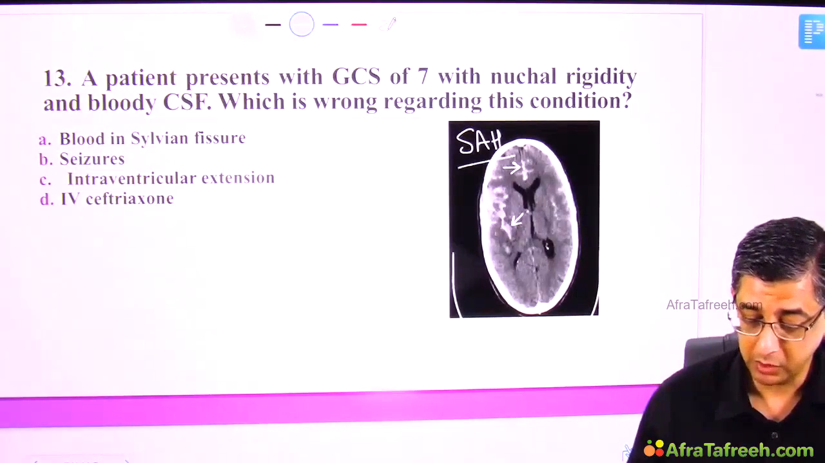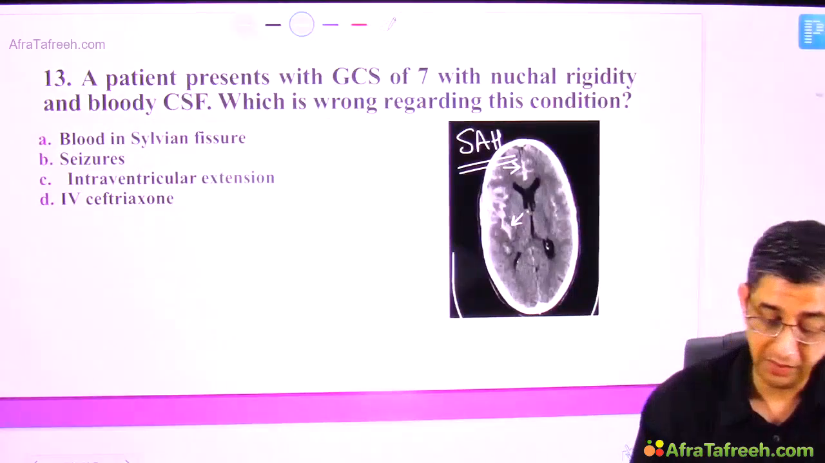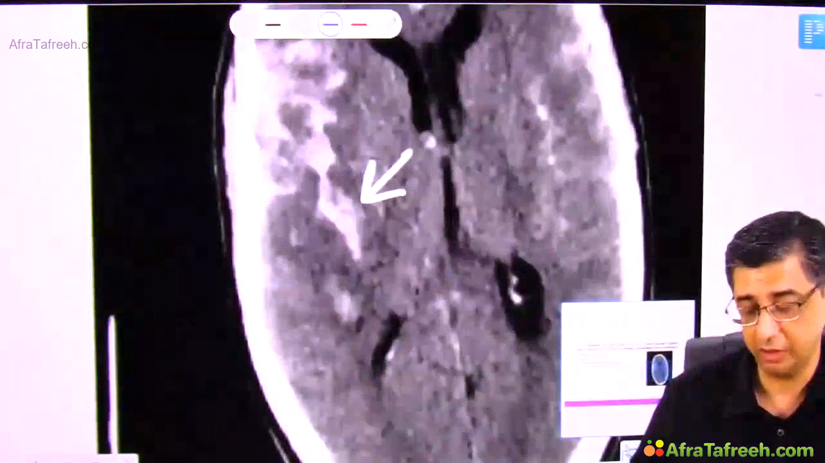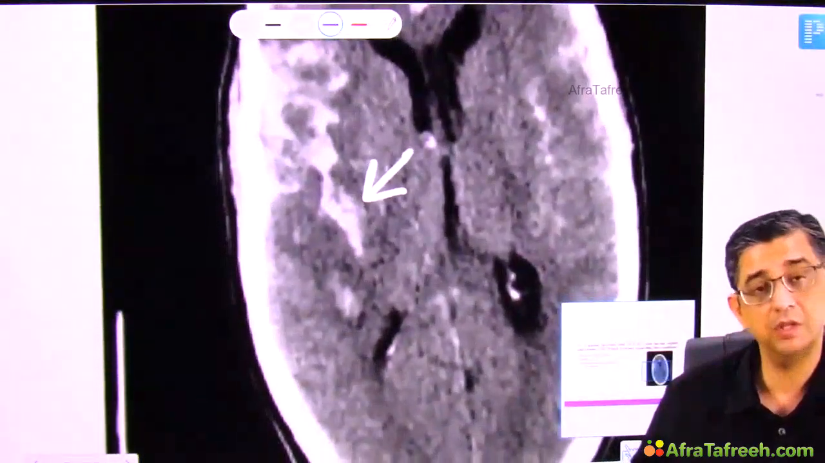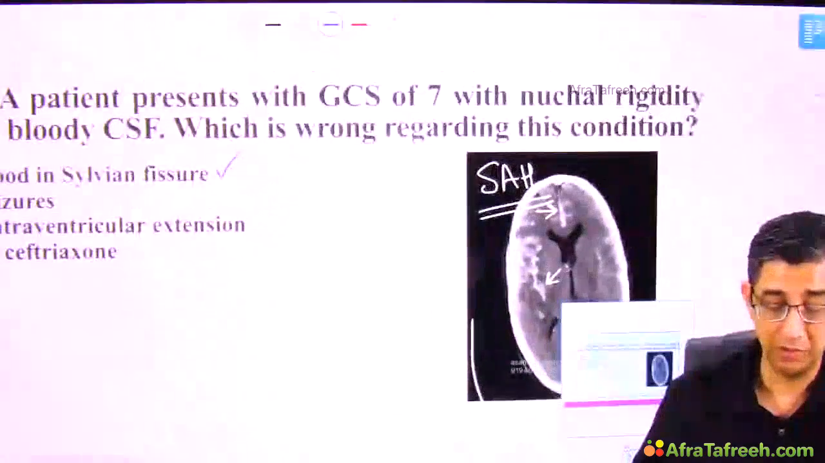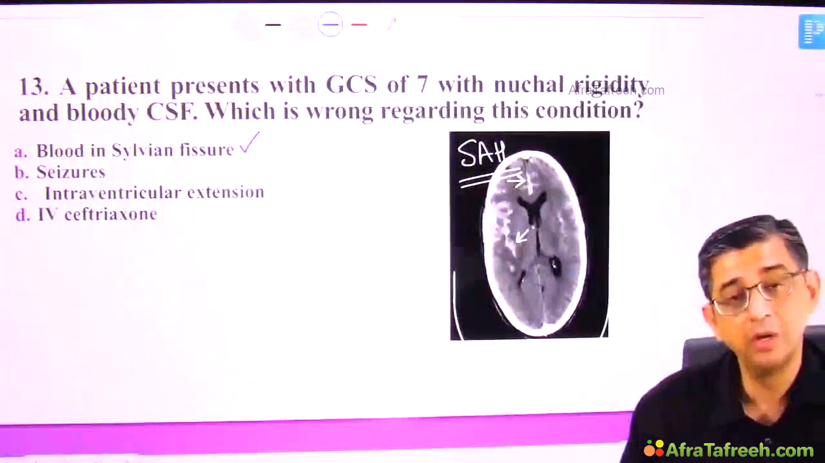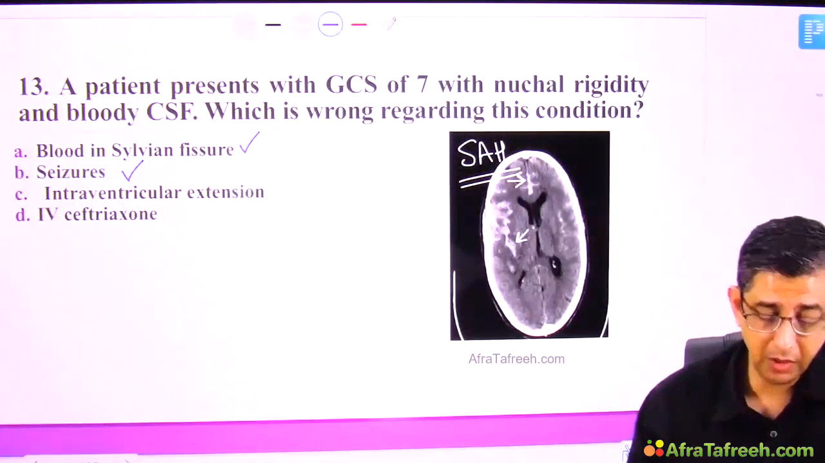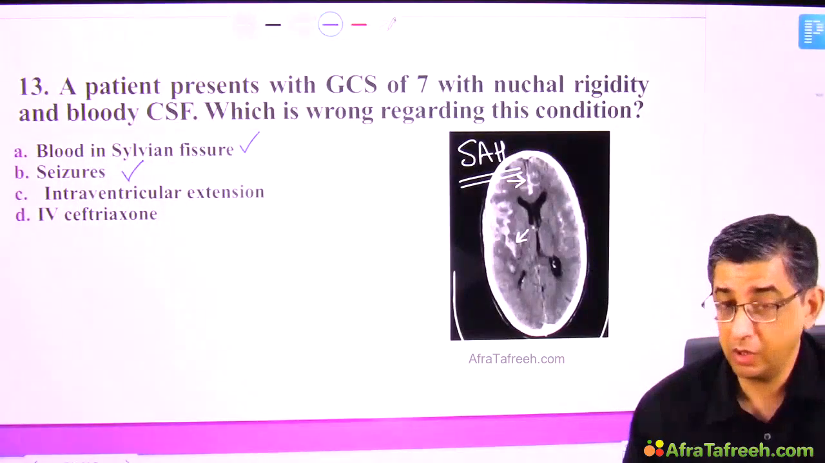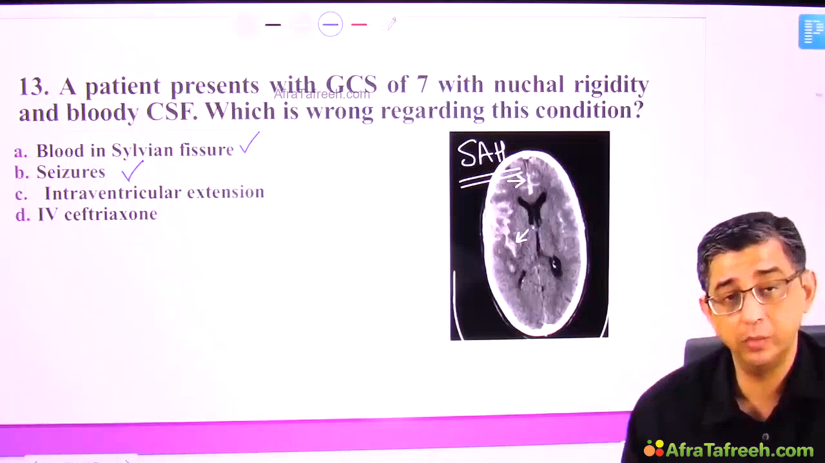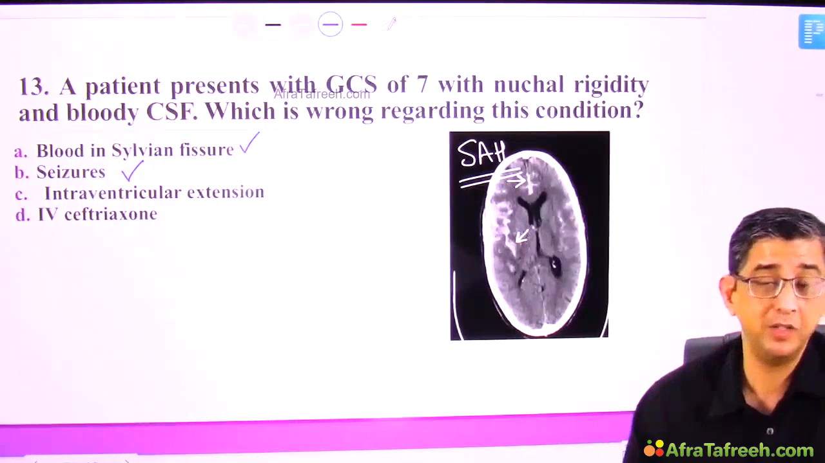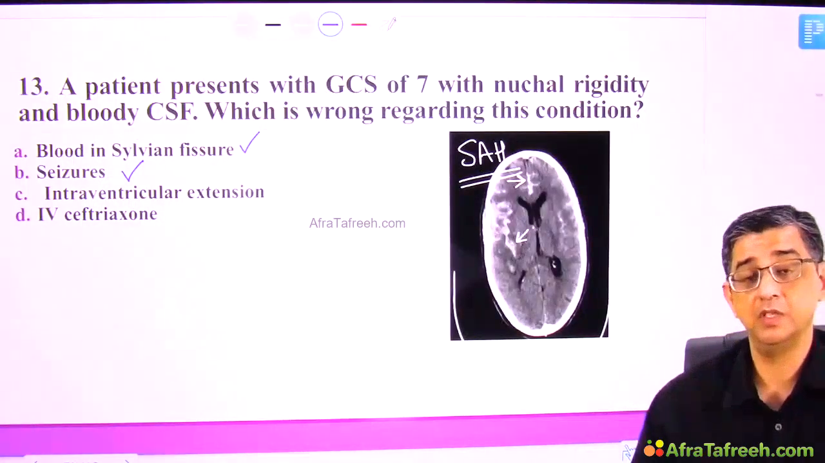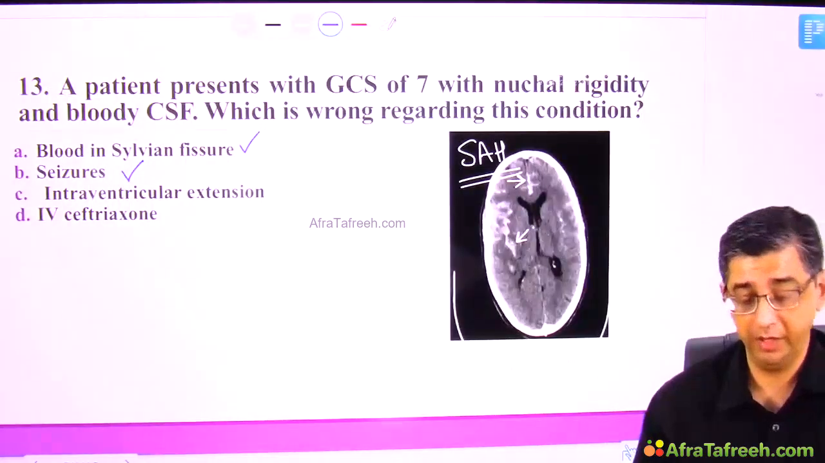And he asks, what is wrong about this condition? Definitely we will be having blood in the sylvian fissure. That is what I highlighted, and I've just zoomed in for your convenience. This is the sylvian fissure and the white is the presence of the blood. What does the sylvian fissure do? It separates the parietal from the temporal lobe. In any neurological condition, seizures can be seen, especially if there is irritation of the brain parenchyma, or if there is an extension of the bleed into the brain parenchyma, the cerebritis component can explain seizures also. Intraventricular extension, yes, if somebody is having a subarachnoid bleed, it can bleed into the ventricles also.